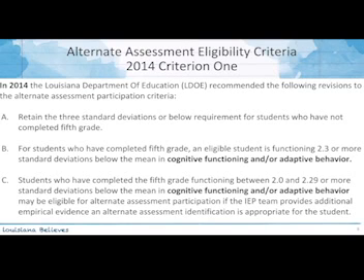Thinking back to what we know about the bell curve and changes in legislation during this time, we can better understand why the 2014 revisions to Bulletin 1530 allowed teams to make evidence-backed decisions to ensure that only students with the most significant cognitive disabilities were eligible to participate in the alternate assessment. It's also interesting to note here that Louisiana is the only state that uses cognitive function and/or adaptive behavior as alternate assessment participation criteria. Other states use both cognitive and adaptive scores. Some states use only cognitive scores in their participation guidelines.